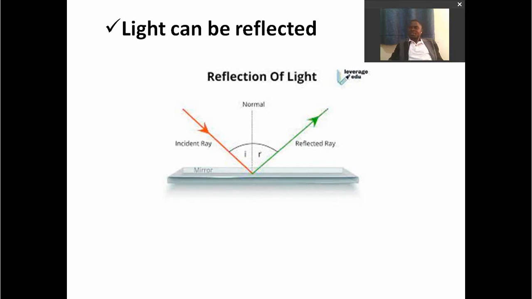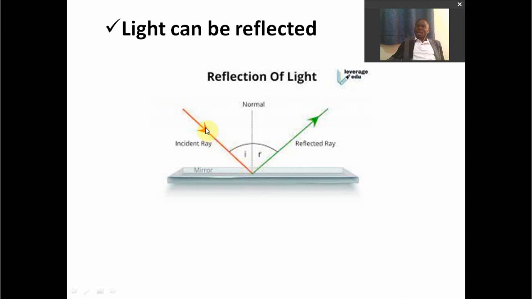Light can be reflected. In this diagram, we can see that this red light is light coming from a source, probably a torch, probably the sun, probably a candle, probably a lantern. So when the light rays from this source come like this, it forms what we call the incident ray. The light rays that are coming from the source, we call the incident what?